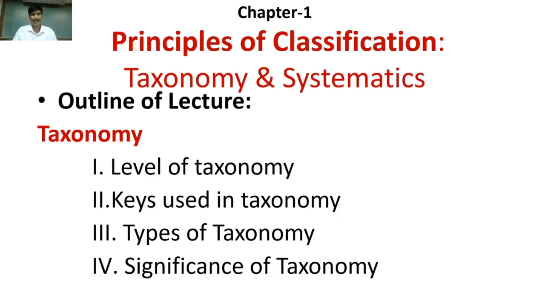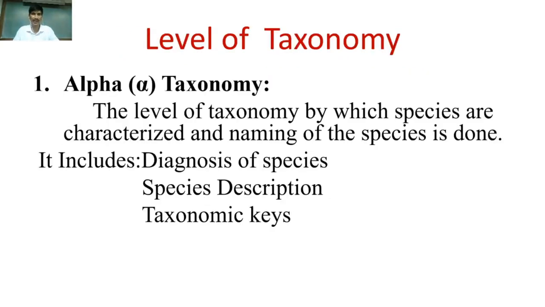In that, the first part is the level of taxonomy, the second is the key used in taxonomy, the third part is the type of taxonomy, and lastly the significance of taxonomy. Basically we discuss four parameters in today's lecture. In that lecture we go through the very first, the level of taxonomy.